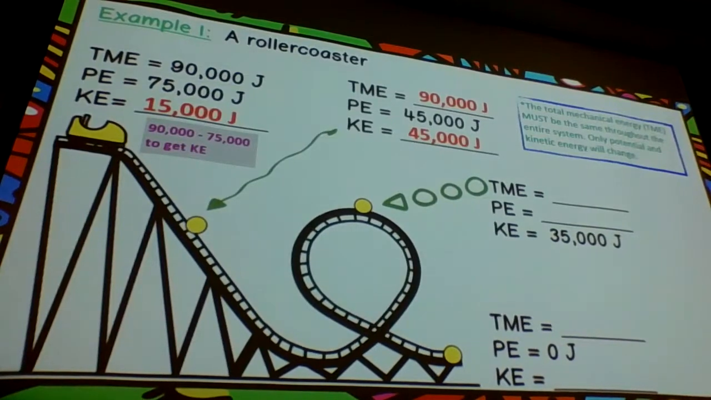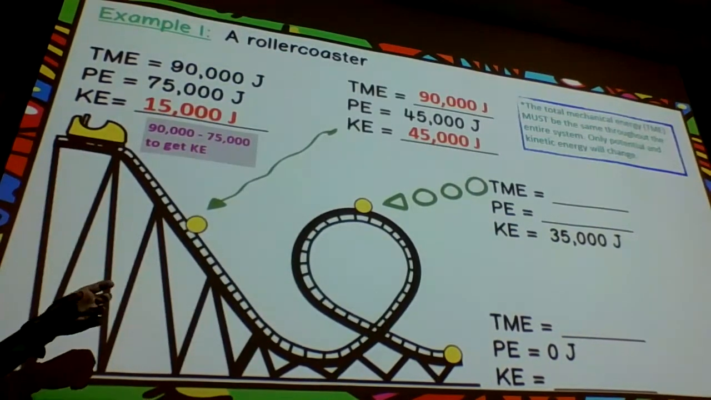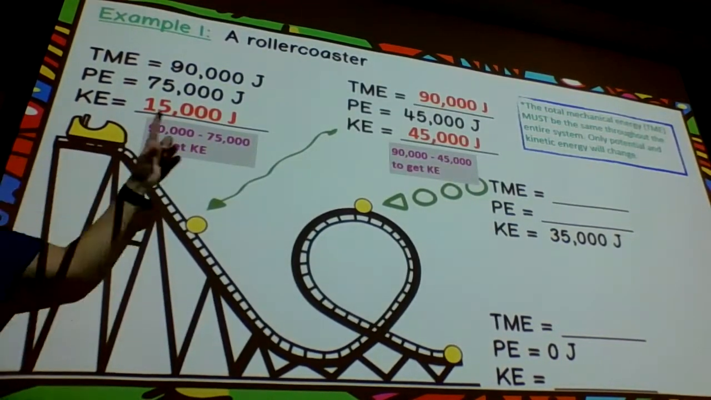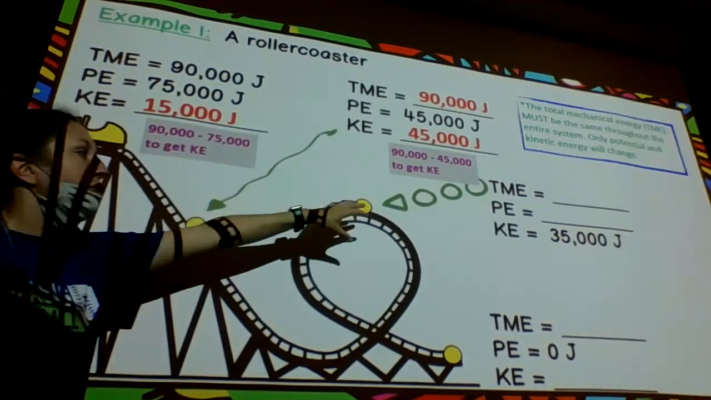All right, let's move on to this next phase right here. There's my little mental math note. What's going to be my total mechanical energy at this point?